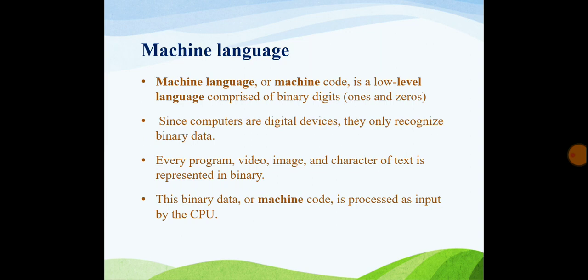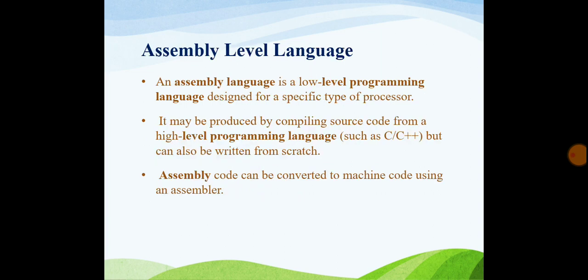And all this is hard for a normal person who cannot really learn the programming languages easily. So to solve this kind of problem, another type of programming language was invented, called the assembly level language. In this assembly level language, instead of zeros and ones, combinations of mnemonic and symbolic codes were introduced.